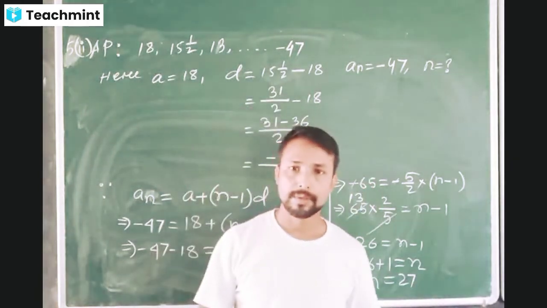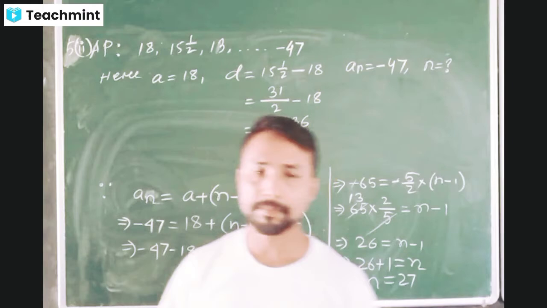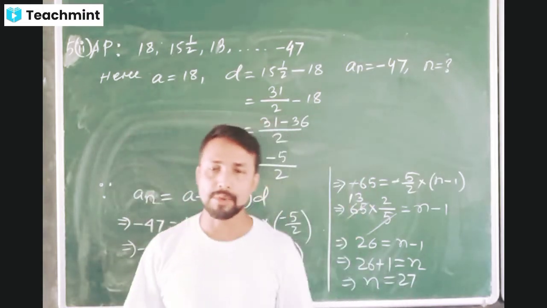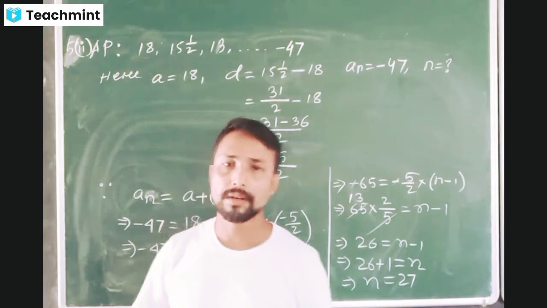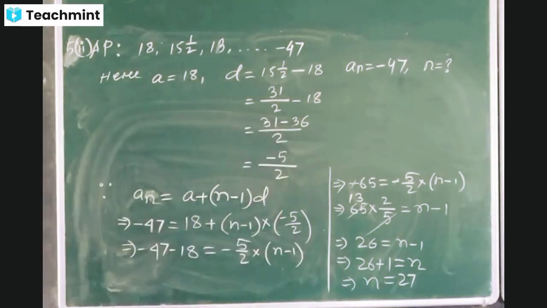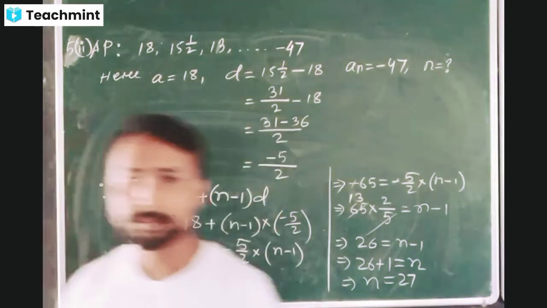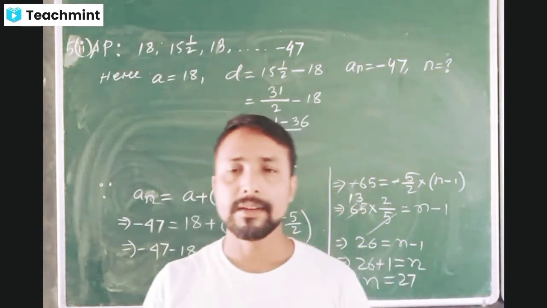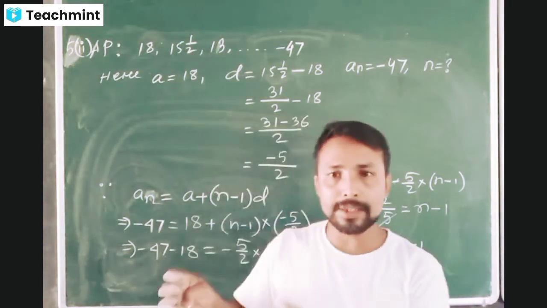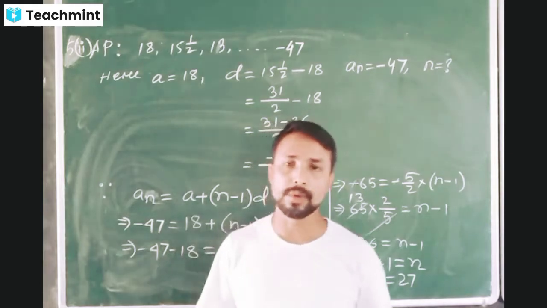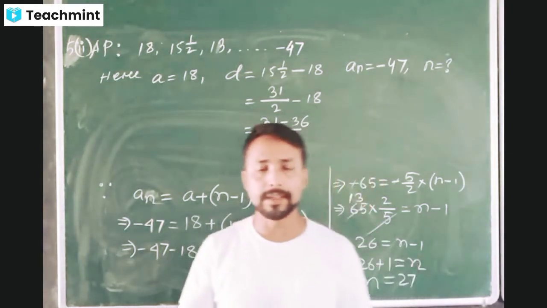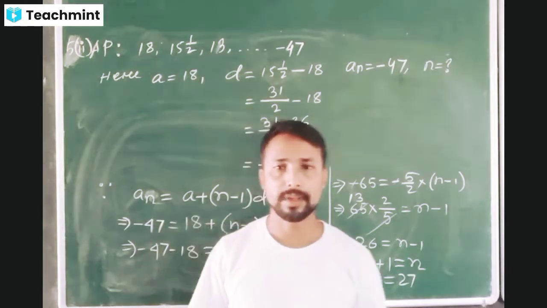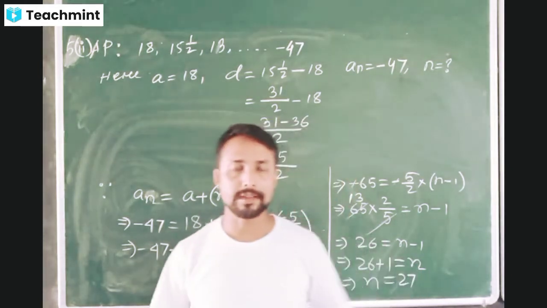Then we'll go to the next question. We have to check whether minus 150 will fall in the AP or not. The AP is given as 11, 8, 5, 2. In this way, if it is continued towards the negative side, whether minus 150 falls in that AP or not. So how to get it?